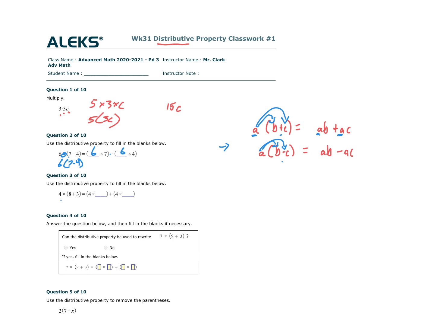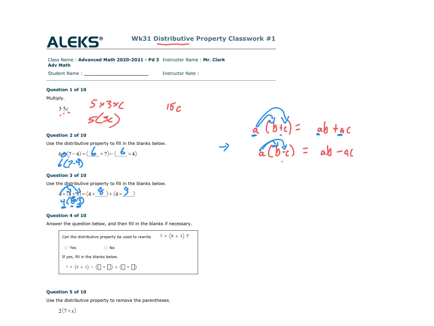Okay, this next one, we have 4 times (8 plus 3). The 4 is like the A, the 8's like the B, and the 3's like the C. So this is the same as 4 times 8, then plus 4 times 3.